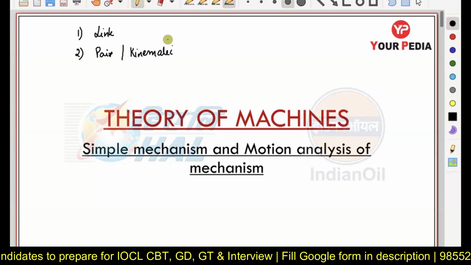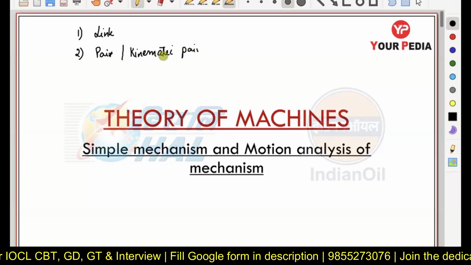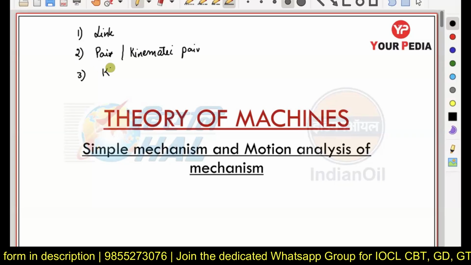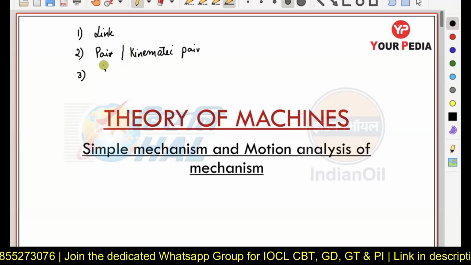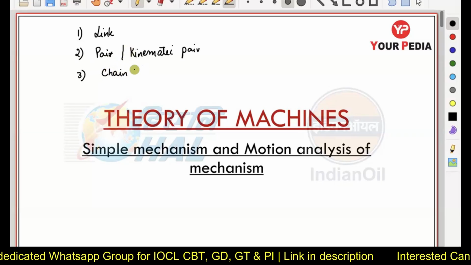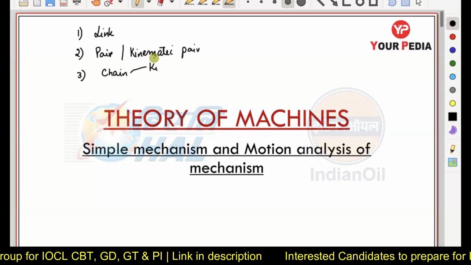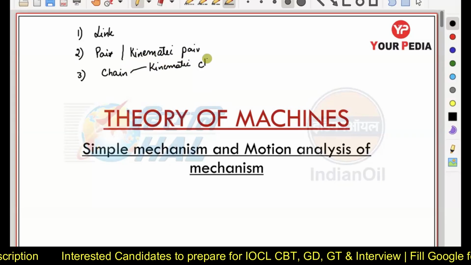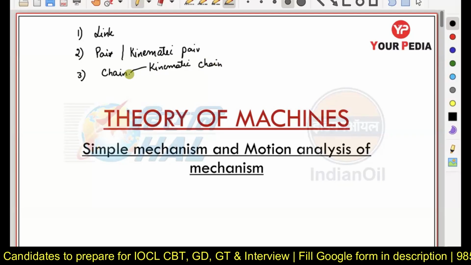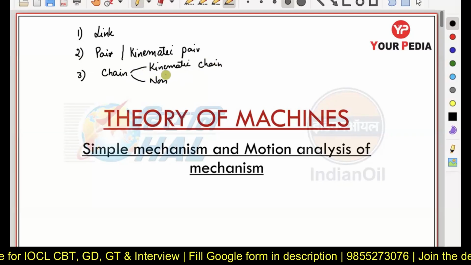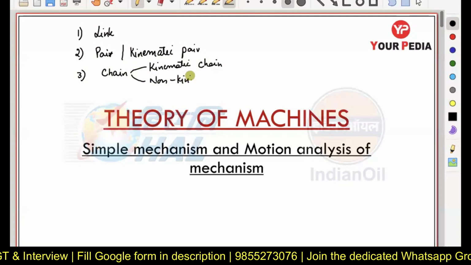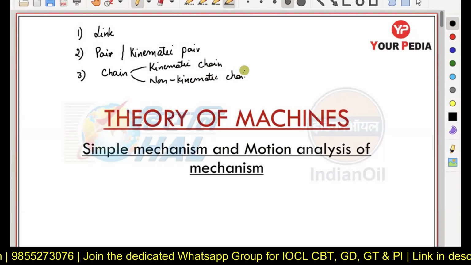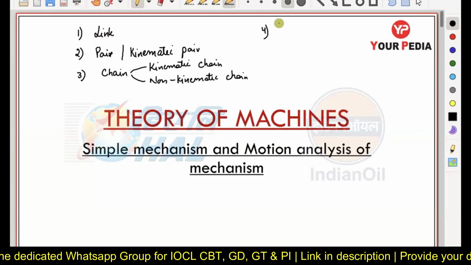Now, when a number of links are joined in such a way that the first and the last link are connected with each other, in that case we have the formation of a chain. The chain can be either a kinematic chain or a non-kinematic chain. So we are going to talk about the kinematic chain, as well as the non-kinematic chain. Once we find out whether our chain is a kinematic one or a non-kinematic one, we can proceed to the mechanism part.